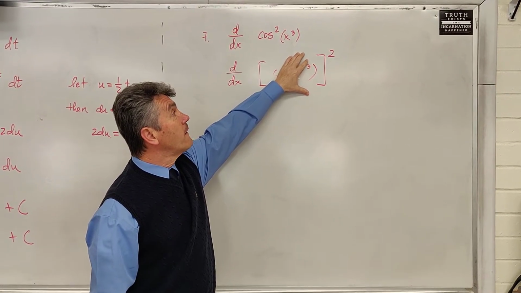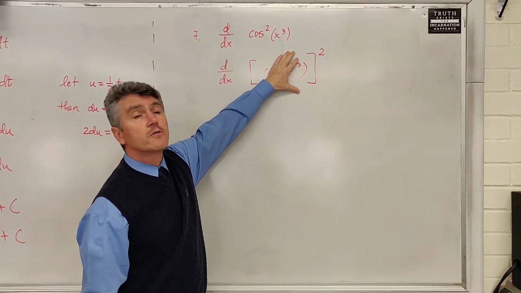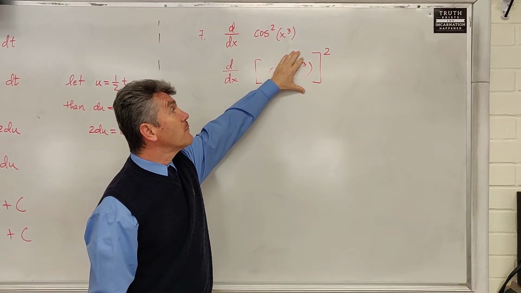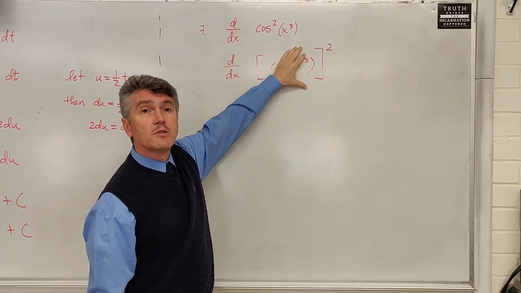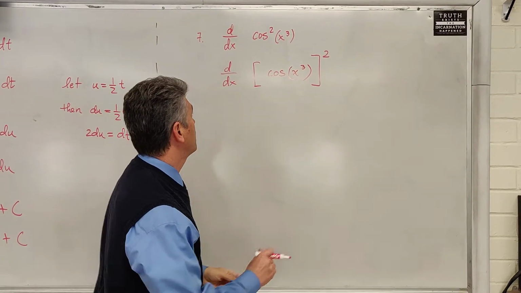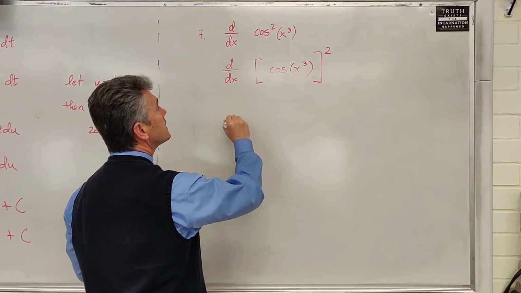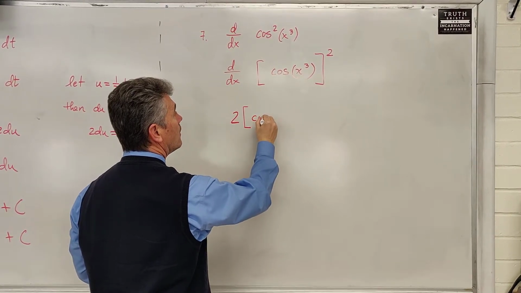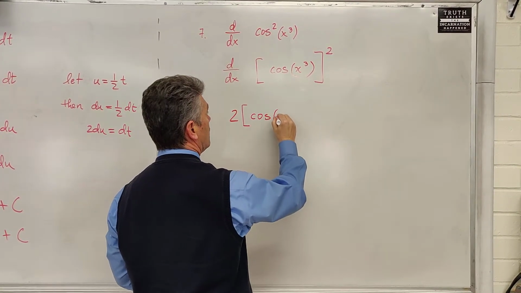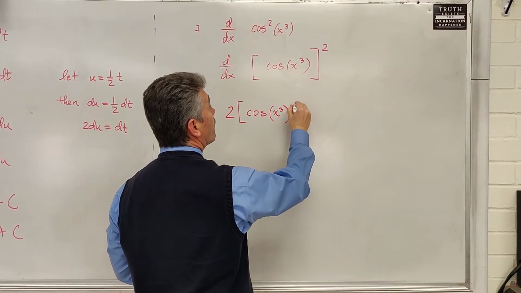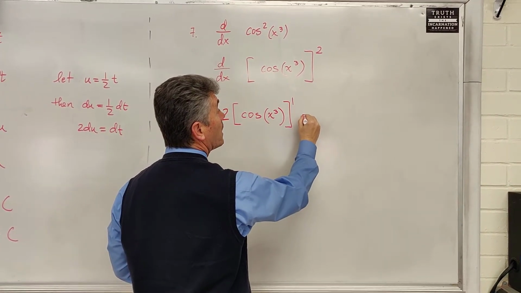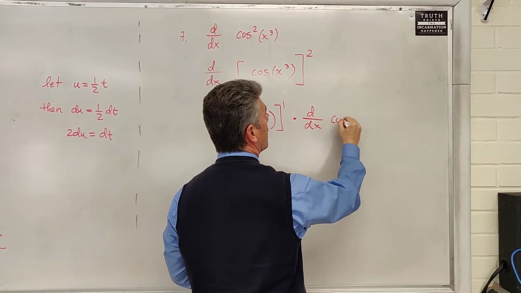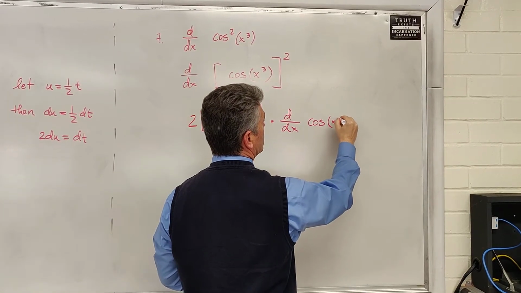What is the derivative of something raised to the second power? Well, the derivative of something raised to the second power is 2 times that blob raised to the first times the derivative of that blob. So this is 2 times cosine of x cubed raised to the power of 1 times the derivative of cosine of x cubed.